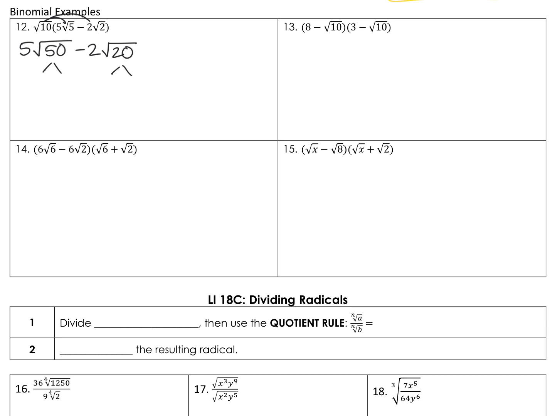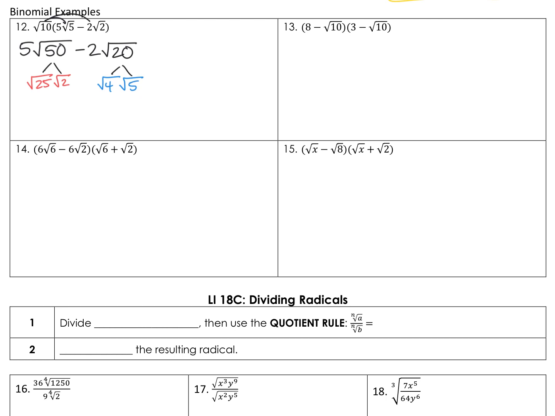I'm not going to color code these the same, just because I don't want to get too crazy. Okay, this one is only square roots. Oh, easy. What's a perfect square that 50 divides by? 25. 25 times 2. What about 20? Perfect square, it divides by 4 times 5.